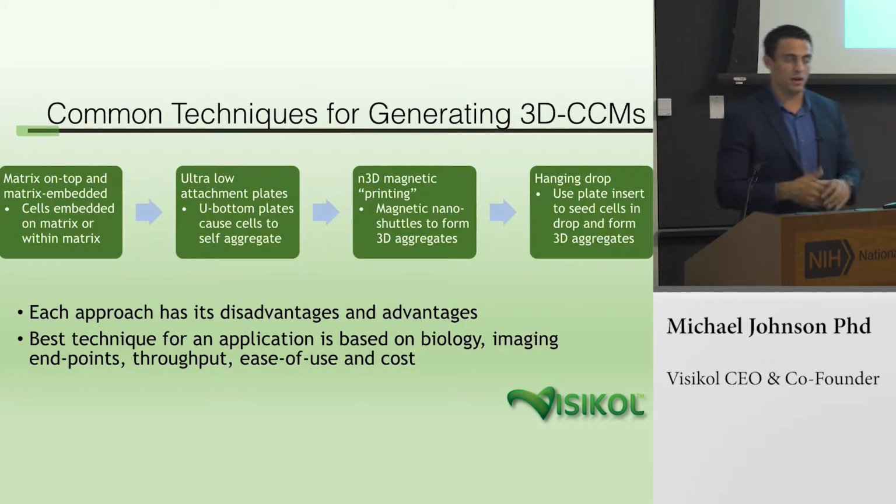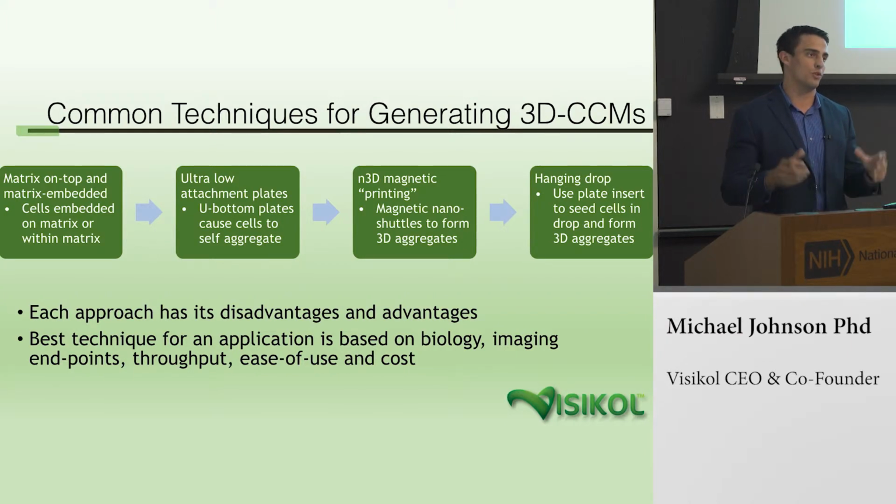Now, for generating 3D cell cultures, there's a whole bunch of different techniques that are out there. We have Matrigel, we have ultra-low attachment plates, we have the magnetic printing system from N3D, which works quite well, and then the hanging drop system, which Sphero has focused on a lot. And what's important to understand, and what I'll talk about a lot today, is that each one of these techniques has its own specific use cases. We have advantages and disadvantages based upon what we're trying to do.